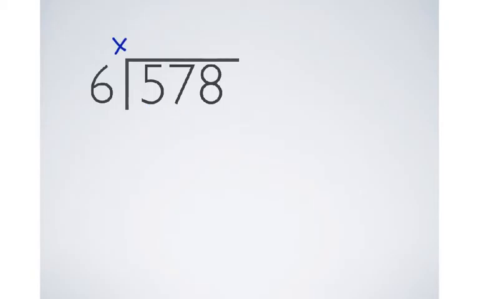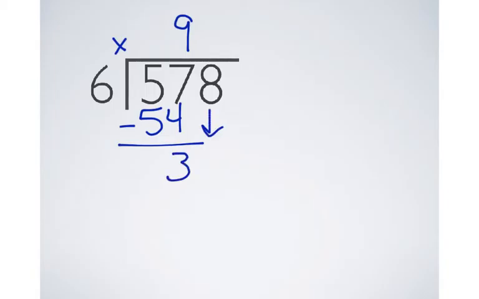So, 6 times what number gets me close to 57? That answer would be 9. And notice where I placed it. I placed it above the 7 because I'm using the 5 and the 7 together. Well, 9 times 6 is 54. That got me as close as I could without going over. 7 minus 4 is 3. And then I bring down the 8, giving me 38. And then I do the process again.